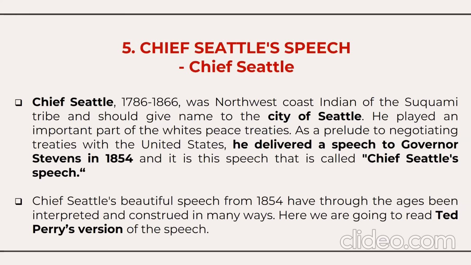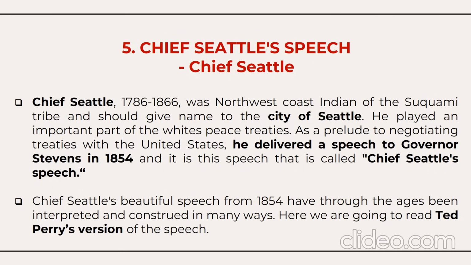Then the fifth and last speech you have here is Chief Seattle's speech by Chief Seattle. Chief Seattle, 1786 to 1866, was a Northwest Coast Indian of the Suquamish tribe and gave his name to the city of Seattle. He played an important part in the peace treaties as a prelude to negotiating treaties with the US. He delivered a speech to Governor Stevens in 1854, and it is this speech which is called Chief Seattle's speech.